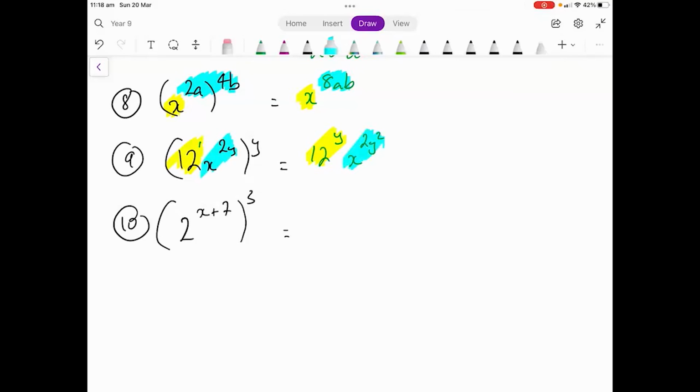That's it. Question 10, we apply our law again, so we keep the base the same, and we do x plus 7 multiplied by 3. There's more than one thing there in terms of the plus, so we put the x plus 7 in brackets, and then I expand those brackets. So that becomes 3x plus 21. So 2 to the power of 3x plus 21.